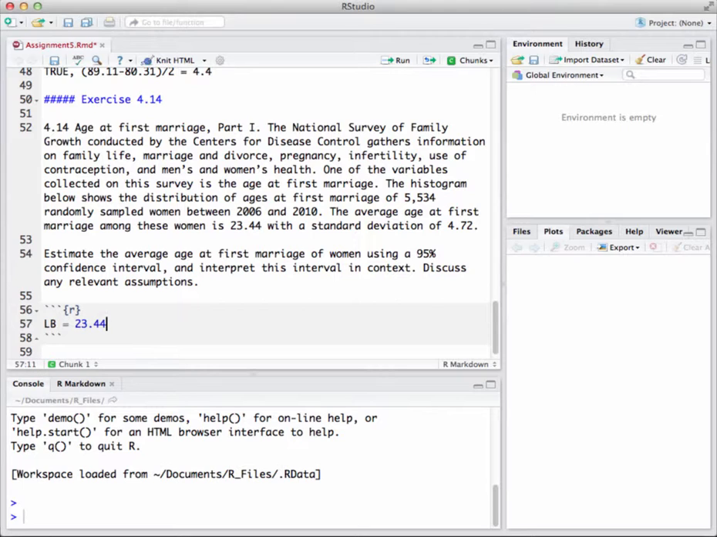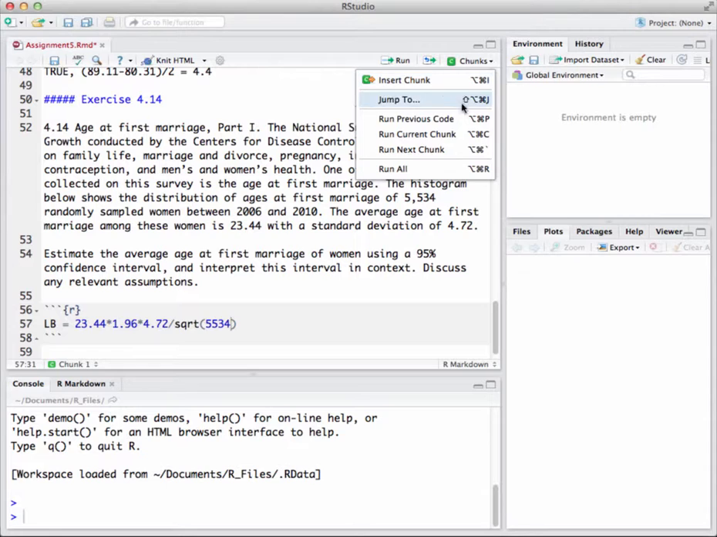And then that's going to be times our margin of error, which was 1.96, which is going to be times our standard deviation, which is 4.72. And then that's going to be divided by the SQRT of 5,534. So that value right there is going to be the lower bound of our particular confidence interval. Okay, so let's go ahead and run that chunk.